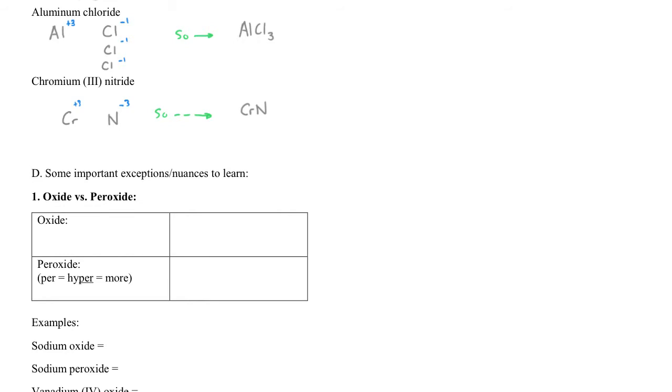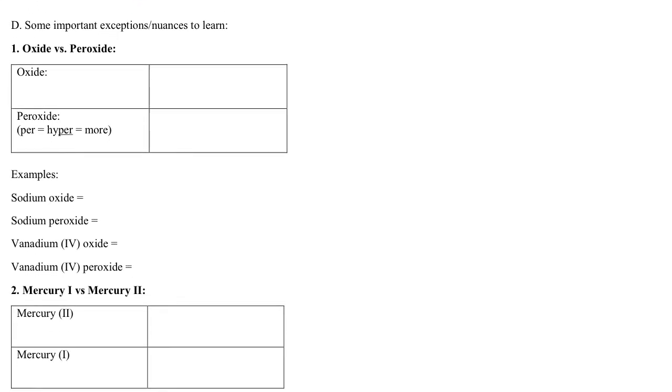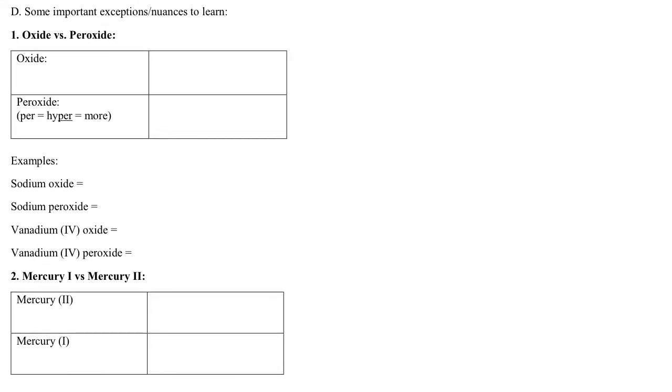Now here in this next section, section D, I have listed some important exceptions or nuances to learn about nomenclature. Now, it might be a little unfair to call these exceptions. They're not really exceptions. They're actually more like extensions to what you already know. So additional information that you will definitely want to know when you're looking at things, and they might be a little bit confusing, so I like to put them in a separate area.